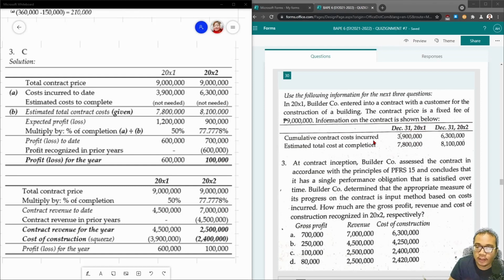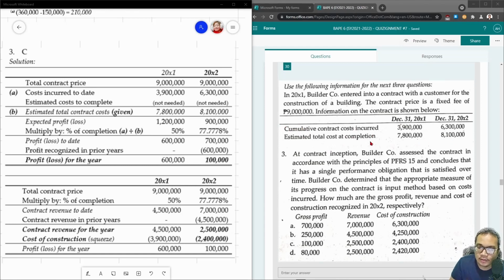So, cumulative contract cost incurred to date, 3.9 and 6.3. Take note, cumulative contract cost. Be careful with the wording. Meaning, for 20x1, 3.9 lang yan. For the 20x2, nasama dyan yung from the previous year. So, para malaman kung ano lang yung para kay 20x2, appropriated lang para sa kanya, 6.3 minus 3.9. Be very careful of the cumulative. Estimated total cost of completion, 7.8 and 8.1.